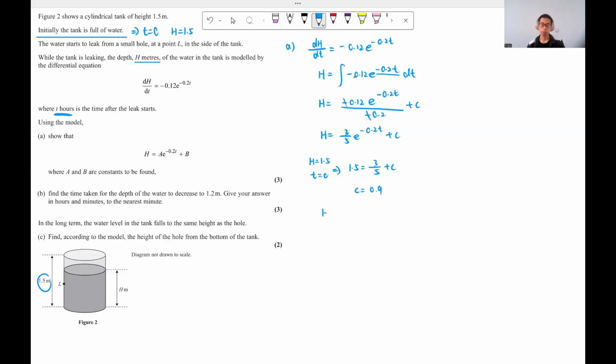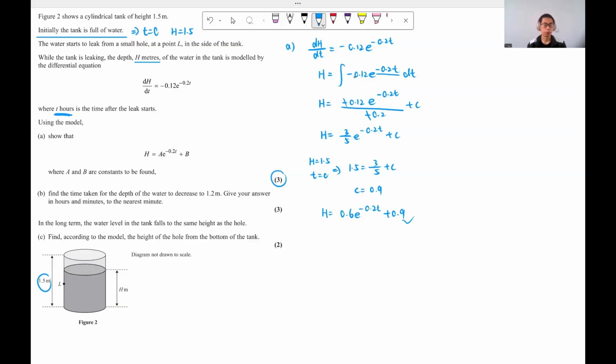So then h equals 3 over 5, which is 0.6. Let me just change it all into decimal. So 0.6 e to the power negative 0.2 t, and then plus c, which is 0.9. Then that'll be the final answer for part A. It's only 3 marks.